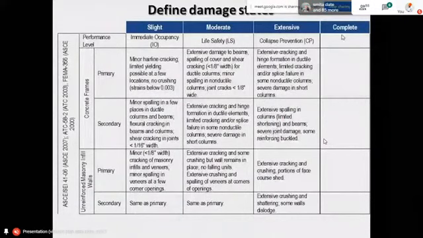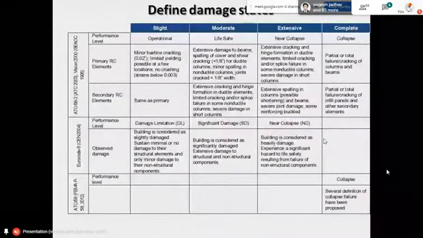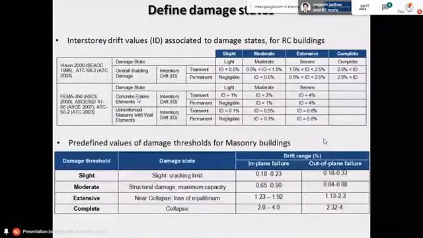What is meant by slight damage is described in ATC 40, ASCE 41, and the ATC 58 document. All these descriptions of the damages are given, and actually in the codes they are quantified also. For example, in the FEMA 356 document, three damage states have been defined: immediate occupancy, life safety, and collapse prevention. These are the performance objectives in performance-based design.